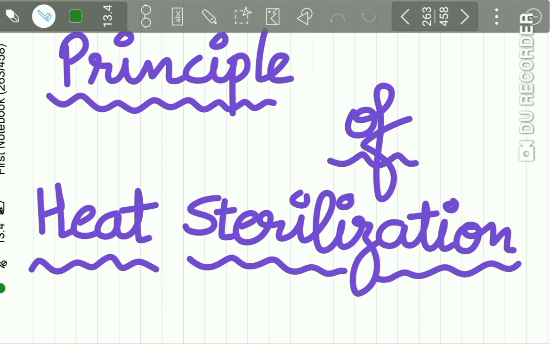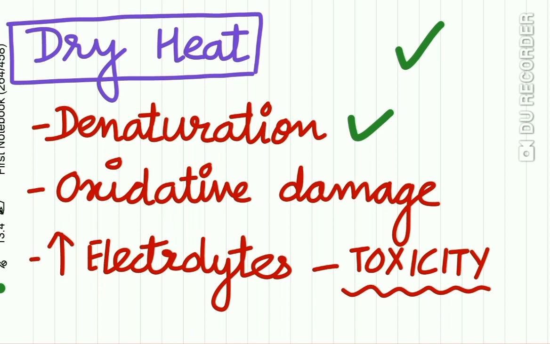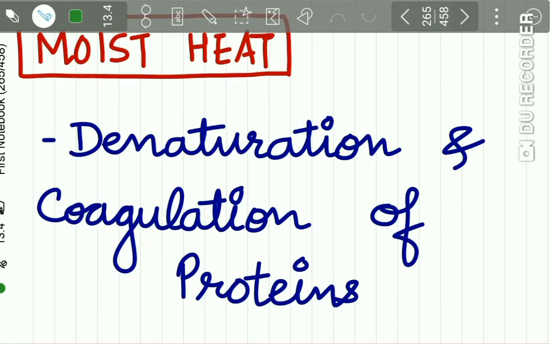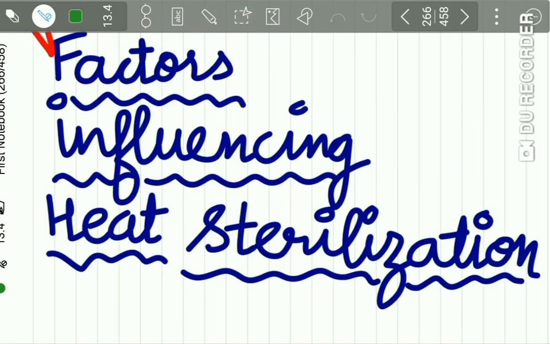Now the principle of heat sterilization. First, the dry heat kills the microorganisms by either denaturation of the bacterial protein or oxidative damage to the bacteria, or by increasing the level of electrolytes, which causes toxicity and kills the bacteria. While the moist heat kills the microorganisms by denaturation and coagulation of the microorganism proteins.